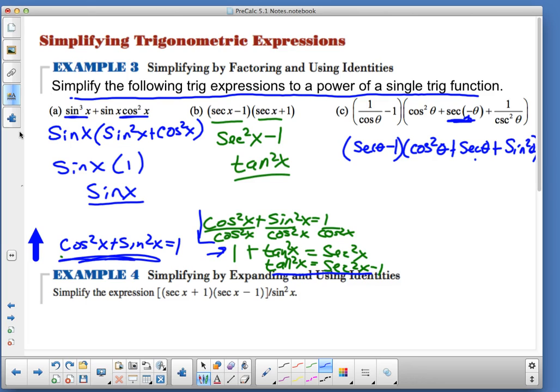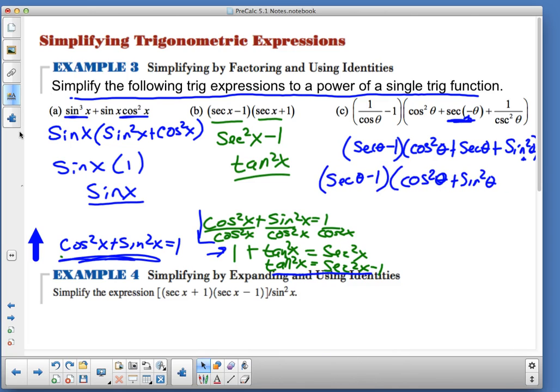I'm noticing that I've got cosine squared theta here and sine squared theta here. So I've got this one and this one. Well, that's 1. So I'm going to get rid of my cursor there. And I have secant theta minus 1, and I'm going to write this a little slow so you can see what I'm doing, plus sine squared theta. And this is plus secant theta.